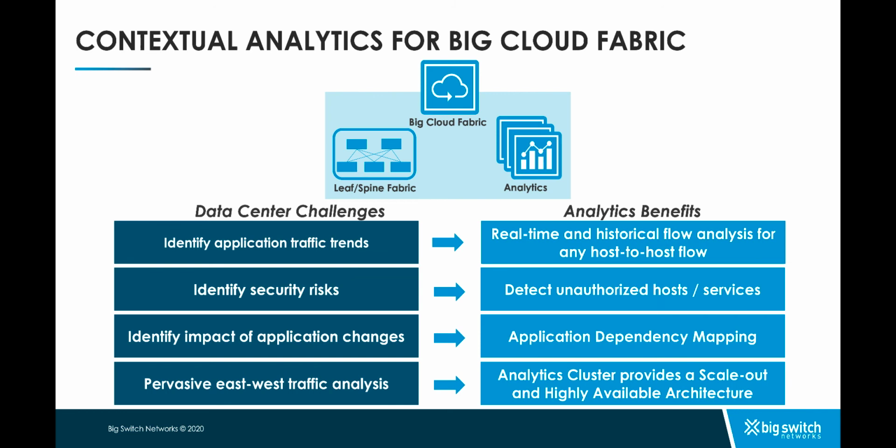To conclude, we saw how analytics is an essential component of the Big Cloud Fabric and can establish traffic trends, identify security risks, map all the application interdependencies, and use machine learning to automatically alert on detecting anomalies. This helps the operator of the data center to develop a deep understanding of the network and make smarter, data-driven decisions.